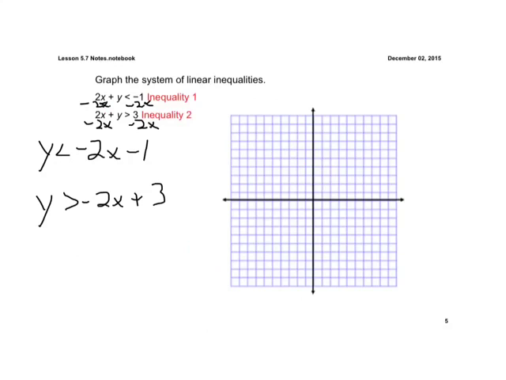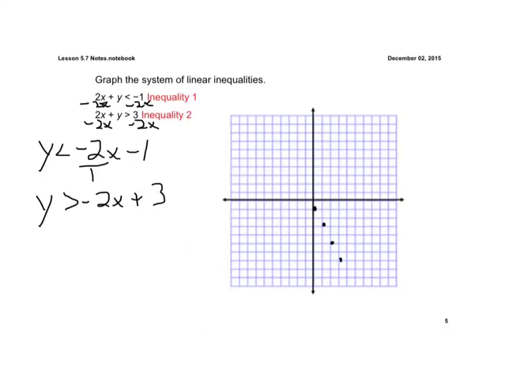Let's go ahead and graph these. Notice our slopes are the same. We know they're going to be parallel lines, but we need to see where the shadings are. So we still need to graph these. Negative 1 is our y-intercept. We're going to go down 2, right 1, because our slope is negative 2 over 1. Down 2, right 1, down 2, right 1.